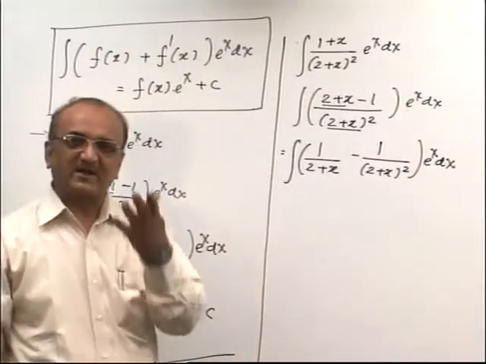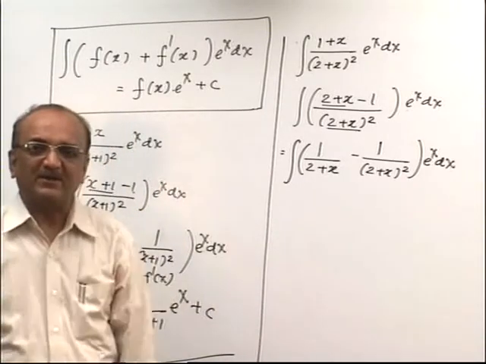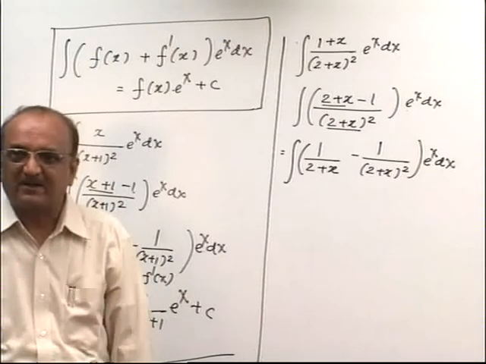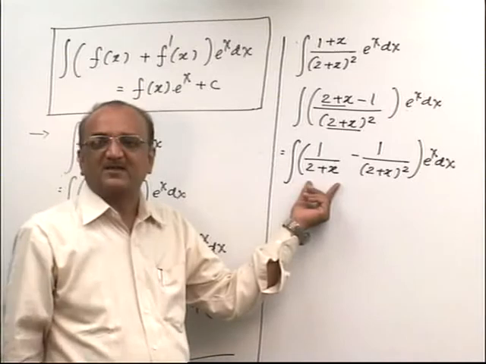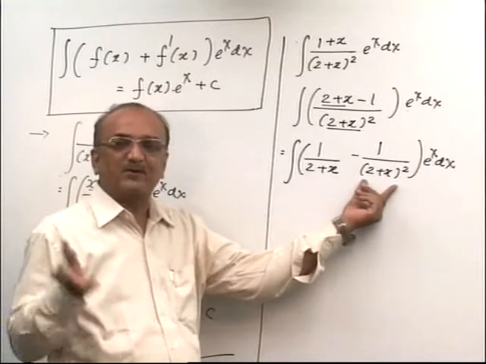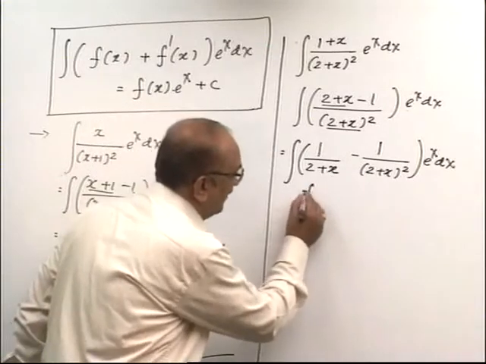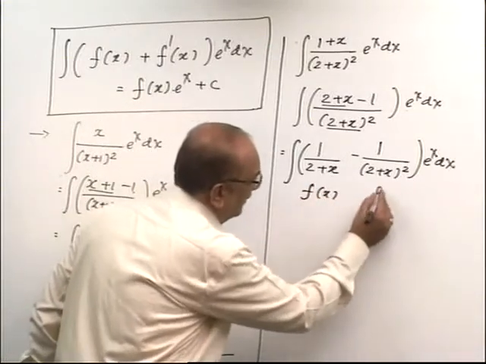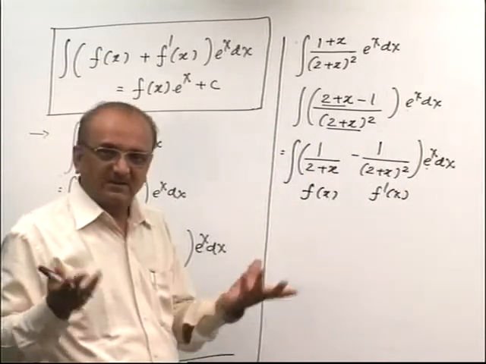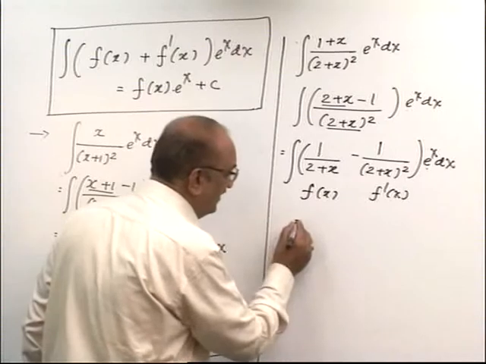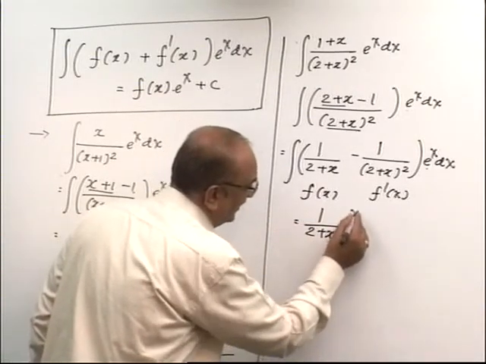I hope you got the answer, right? If f(x) is 1 upon x, the derivative is minus 1 upon x square. In the same way, if f(x) is 1 upon 2 plus x, then the derivative part is minus 1 upon (2 plus x) the whole square. Now, this part is the function, and this part is the derivative of the function, into e raised to x. Then you can write the direct answer: f(x) into e raised to x, meaning 1 upon 2 plus x into e raised to x dx.